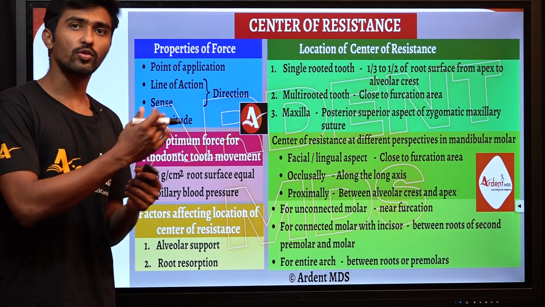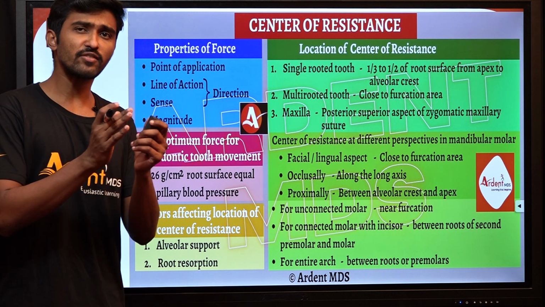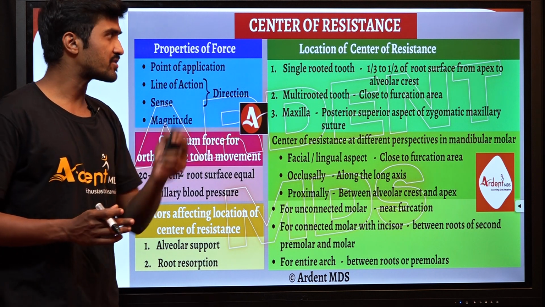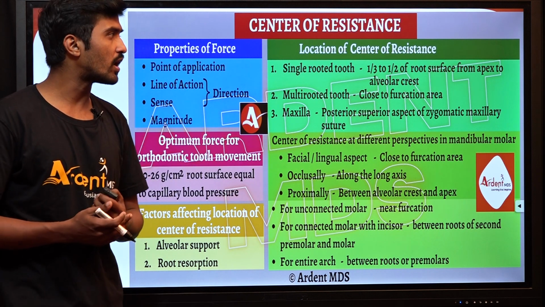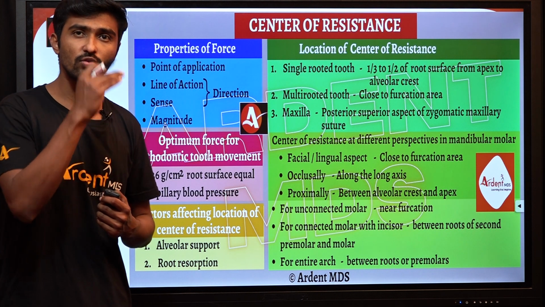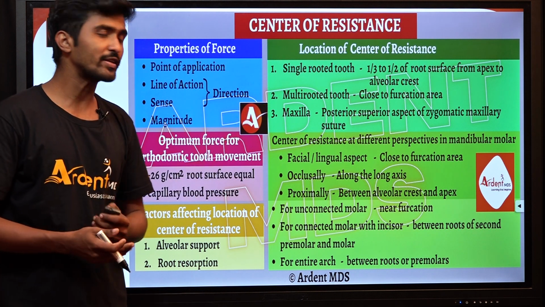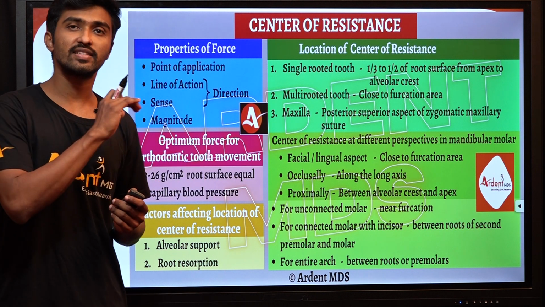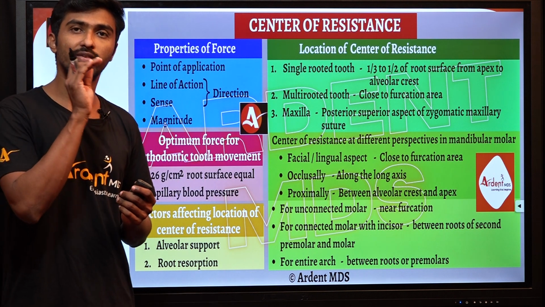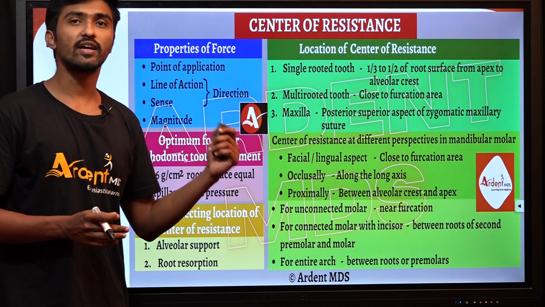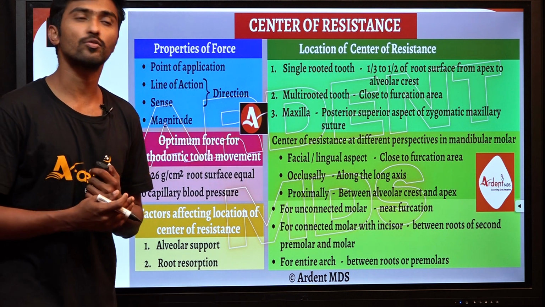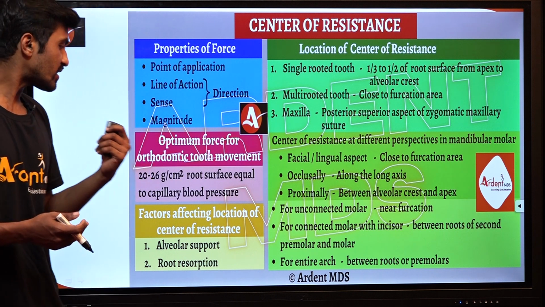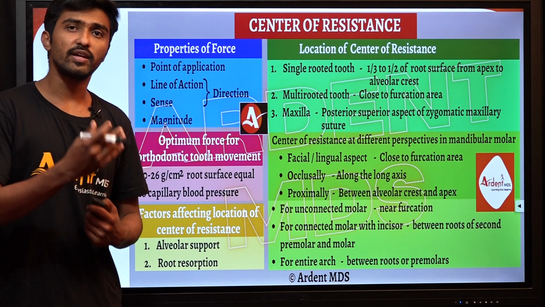Then we move on to center of resistance. Center of resistance is different for different types of tooth. For example, in case of single rooted tooth, it is 1/3 to 1/2 of the root surface from apex to alveolar crest. In case of multi-rooted tooth, it is very close to the furcation area. In case of maxillary dentition, it is located between the roots of the premolar tooth, and for the entire maxilla, it is located at the posterior superior aspect of the zygomatic-maxillary suture. The center of resistance can be affected by the following factors.